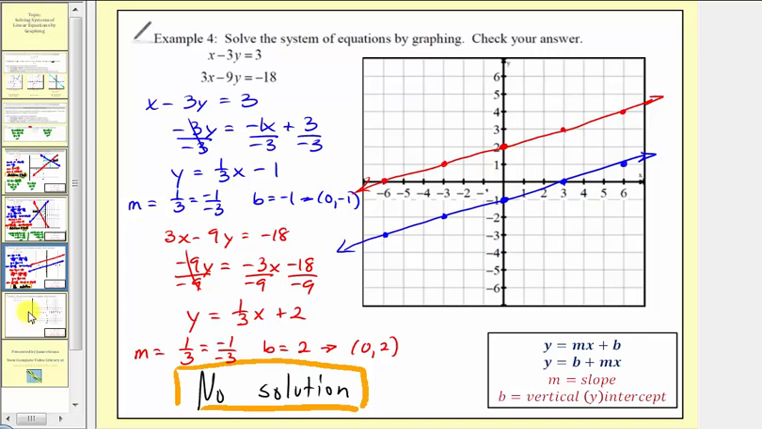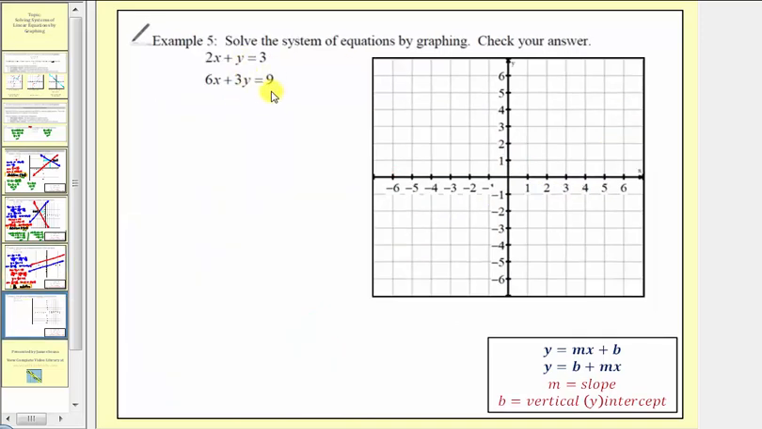Let's look at another example. Again, both equations are in general form, or standard form, and therefore we'll solve for y to write them in slope-intercept form. So our first equation, we have 2x plus y equals 3. So we'll subtract 2x on both sides. So we have y equals 3 minus 2x, or negative 2x plus 3. Notice here the slope is equal to negative 2, or negative 2 over 1. And the vertical intercept b equals 3, which should be the ordered pair 0, 3.